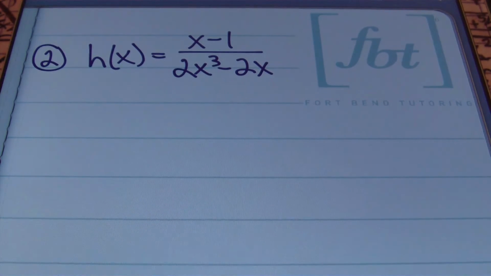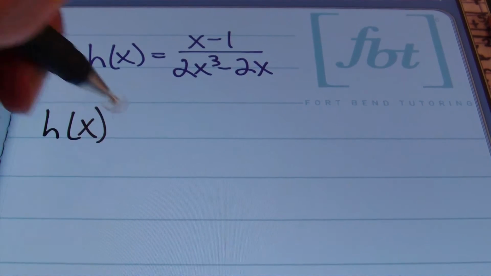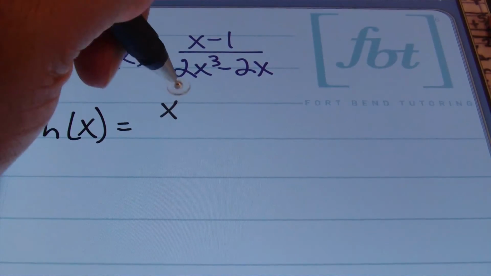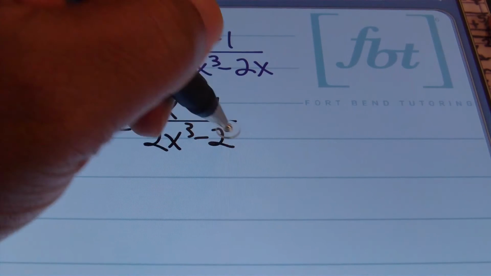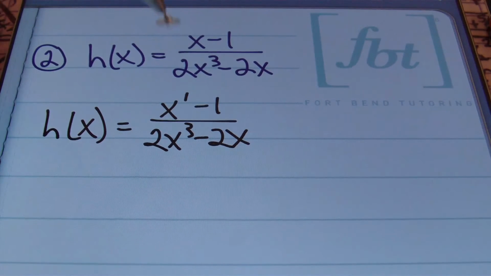Okay, in problem number 2, we have h of x equals x minus 1 divided by 2x cubed minus 2x. What we're trying to identify here is the highest degree in the numerator versus the highest degree in the denominator. If I were to rewrite this, I can show that in the numerator I have x to the first power minus 1 divided by 2x cubed minus 2x. This shows that the highest degree in the numerator is 1 versus the highest degree in the denominator is 3. So that means that my horizontal asymptote is y equals 0.